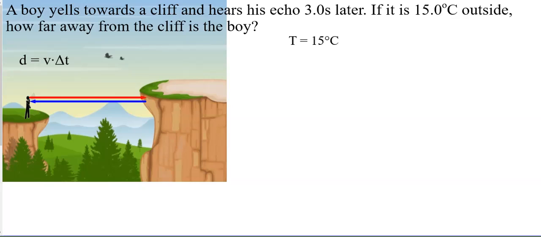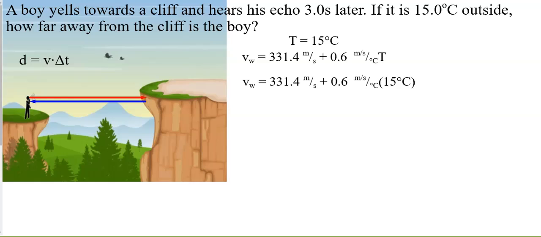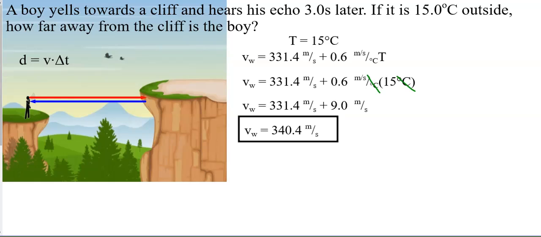And if our temperature is 15 degrees Celsius, then we will use our speed of sound equation: 331.4 meters per second plus 0.6 meters per second for every degree Celsius. Then we just plug in 15 into that. 15 times 0.6 should be 9, so we end up with 9 meters per second. The degrees Celsius cancels out. Then just add the two together, and now we have our speed of sound.